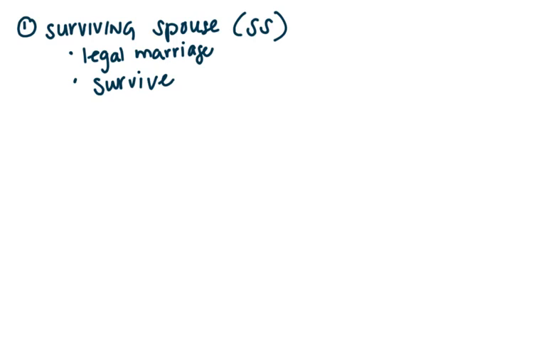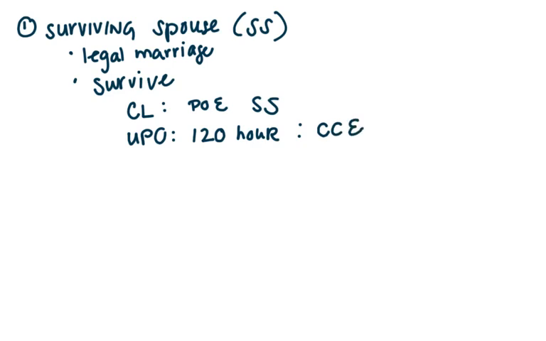What does survive mean? Well, at common law, which I abbreviate CL, all that was needed to prove survival was a preponderance of evidence. A preponderance of evidence that the surviving spouse lived even 1 millisecond longer than the decedent. The UPC approach uses the 120-hour rule. And this rule says that there must be clear and convincing evidence that the surviving spouse survived the decedent by at least 120 hours, which is 5 days.